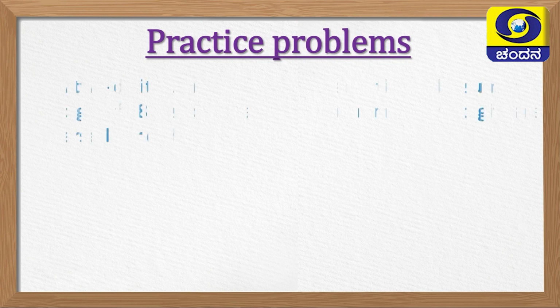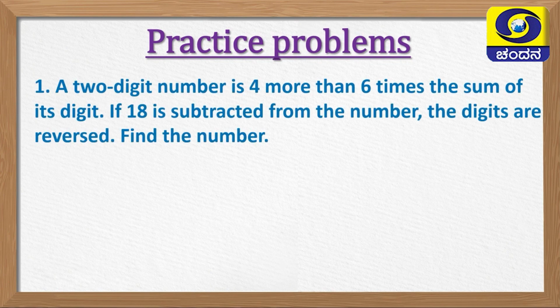Let us practice some problems. Take a note of these problems, children. Practice it. Show the answers to your teacher. The first problem, a 2-digit number is 4 more than 6 times the sum of its digits. If 18 is subtracted from the number, the digits are reversed. Find the number. Remember the conditions. Here 2 conditions are given, children. The 2-digit number is 4 more than 6 times the sum of its digits, and if 18 is subtracted from that number, then the digits will become reversed.